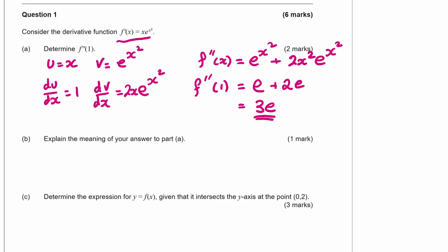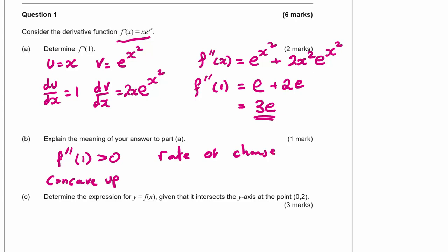Explain the meaning of your answer to part A. Well, if f''(1) is positive, that would imply that it is concave up. But specifically, it is the rate of change of f' when x is equal to 1.